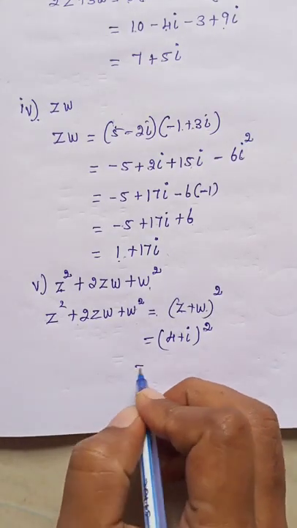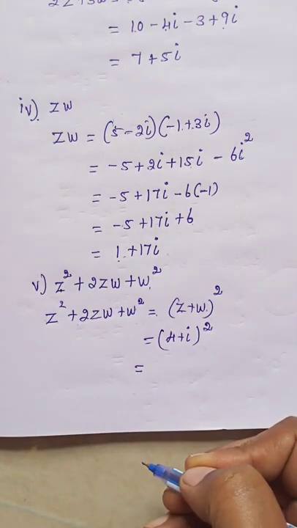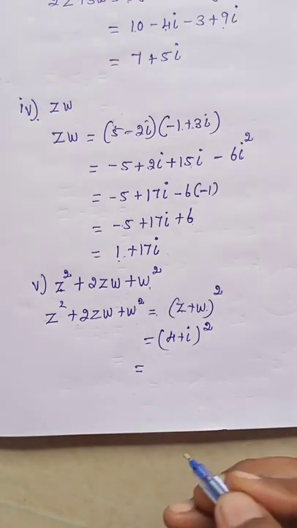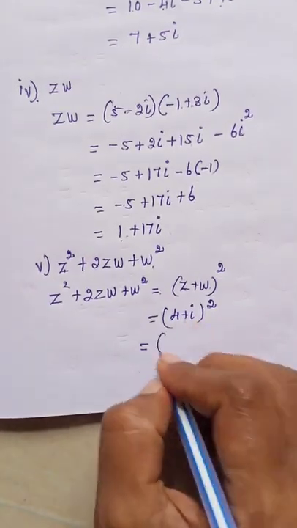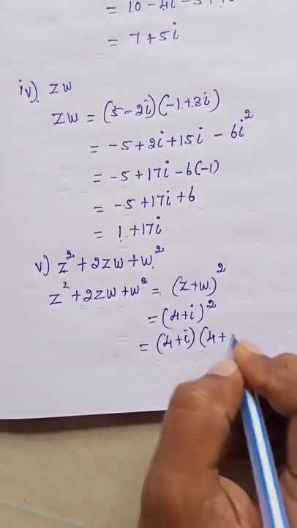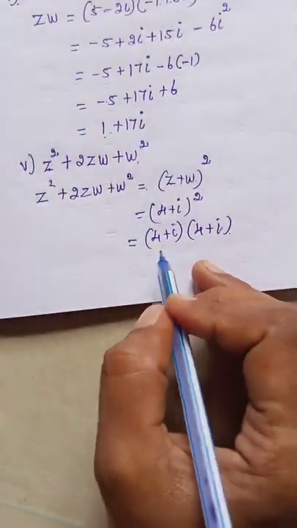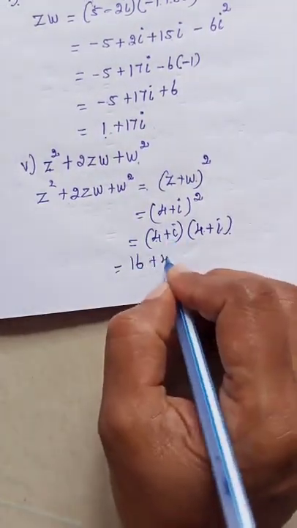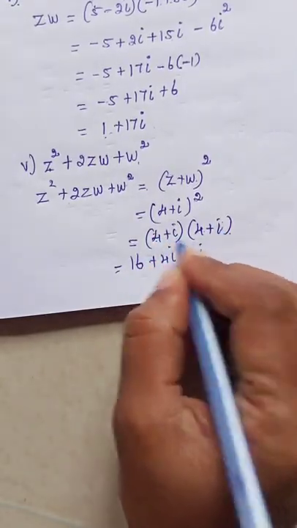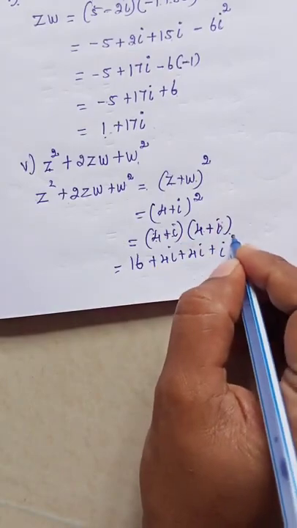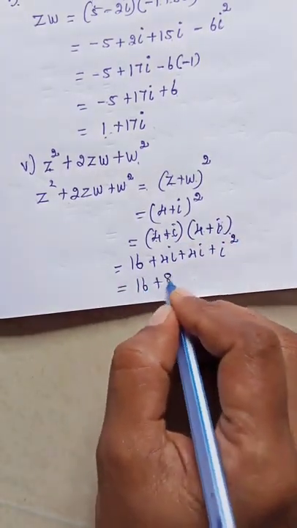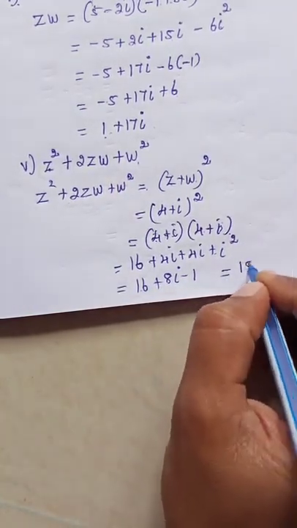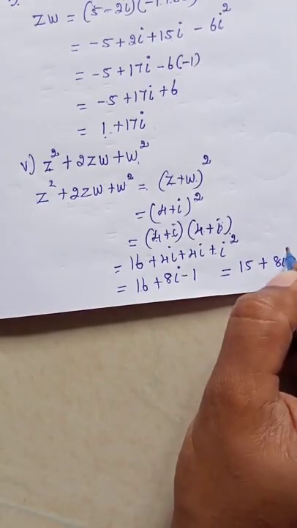See, like a matrix, we cannot square it as it is, isn't it? A square means we will be doing A into A. Here also we have to write it separately and do it. A into A, here it is 4 plus i into 4 plus i. Shall we simplify? See, 4 into 4, 16, plus 4i, again plus 4i, plus i into i is i square. So this is 16 plus 8i. I square, the value is minus 1. So 16 minus 1, 15 plus 8i.